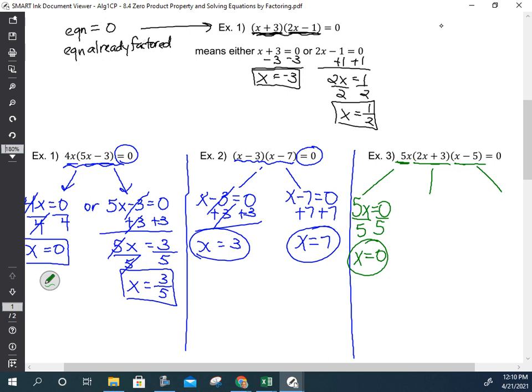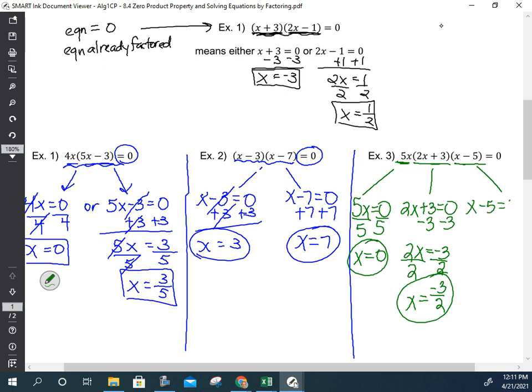What's the next equation? 2x plus 3 equals 0. What do we do? Subtract 3. So 2x equals negative 3. And divide by 2. X equals negative 3 over 2. There's 2 answers. So x minus 5 equals 0 is the last one. Add 5 to both sides.